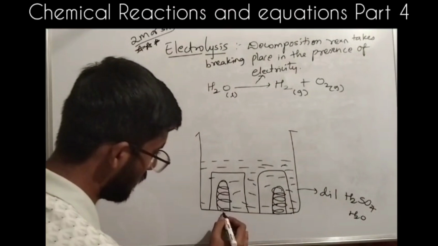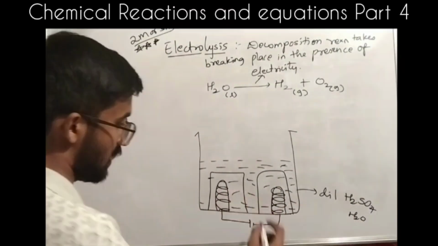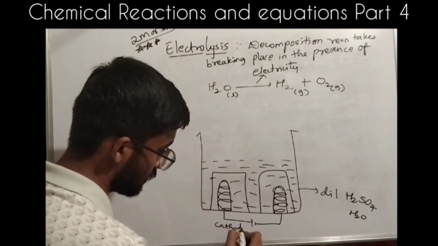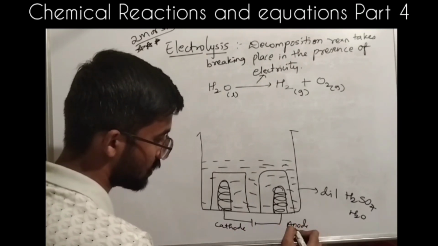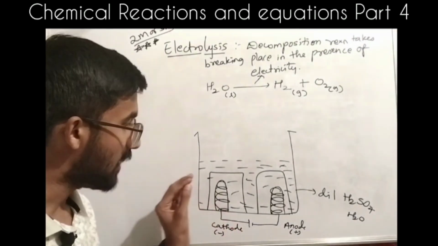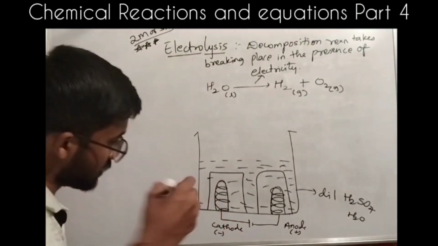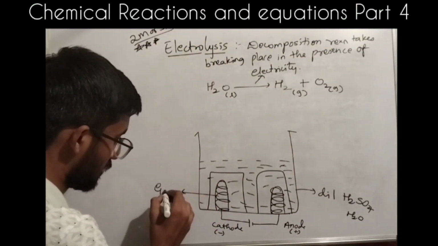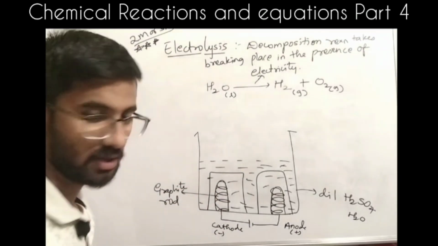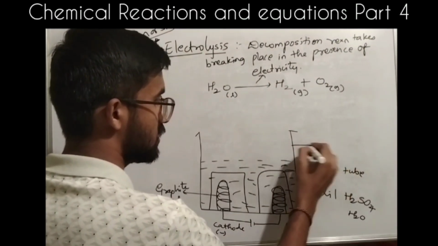This electrode is connected to a battery. Then the electrodes from the battery are the cathode and the anode. The anode is always plus in symbol and the cathode is minus. Clear? When we switch on the electricity, the graphite rod present here, you can place a test tube over it. You can label the test tube. It is a beaker.